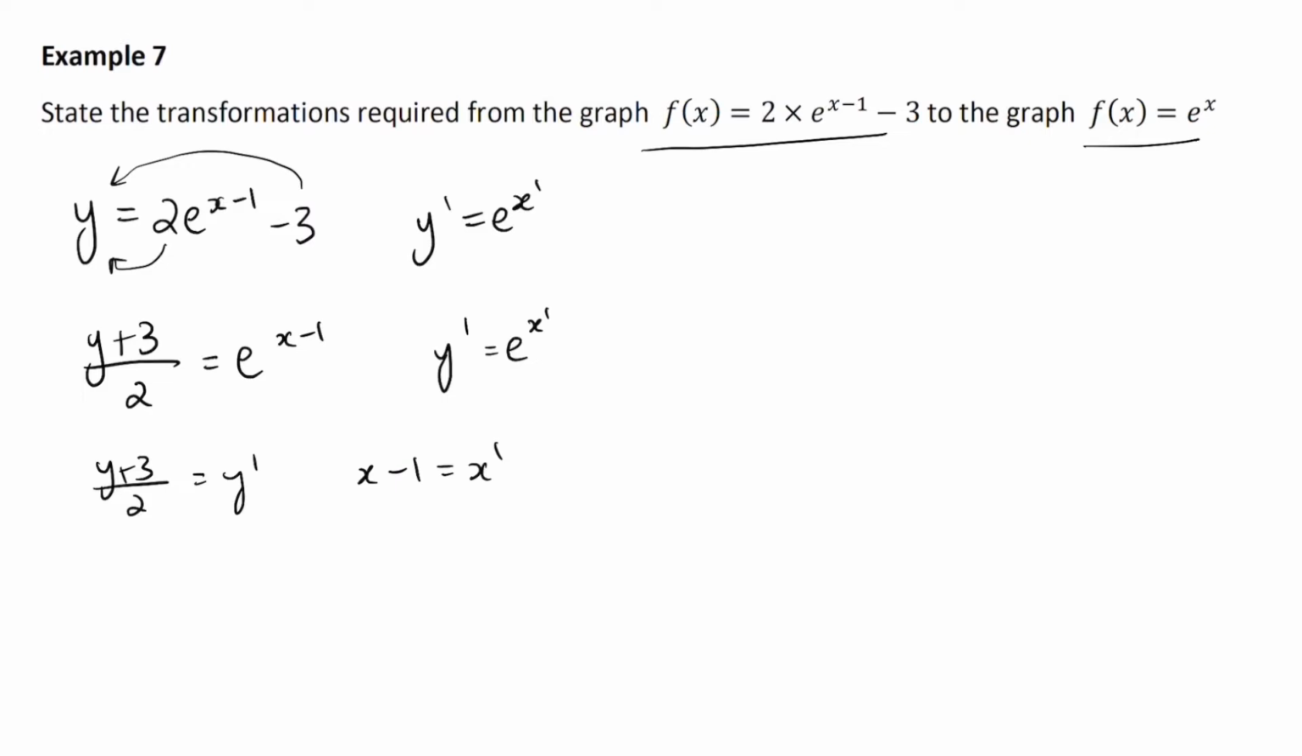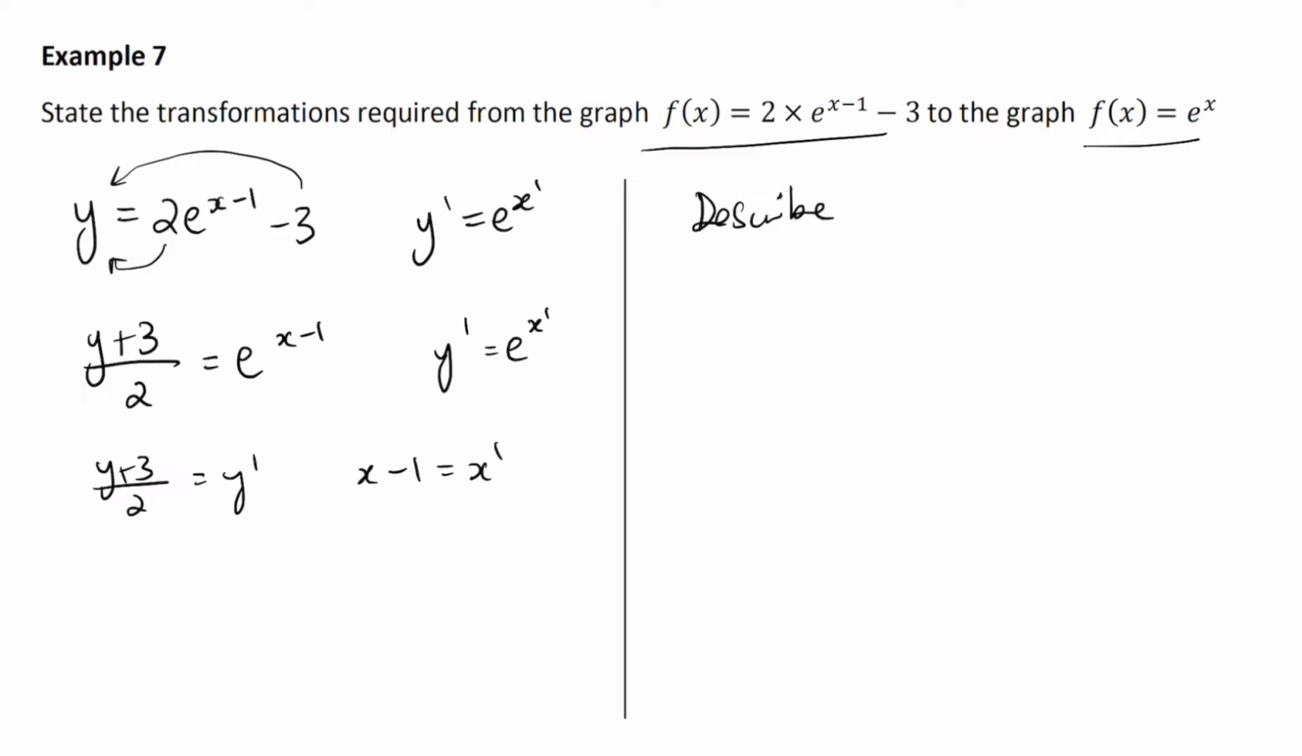And then you need to get y dash and x dash by itself so that you can see what has happened to old x and old y. When we're going backwards, remember, it already happens to us. We don't need to do that rearranging step. So we can go ahead and describe it right away.